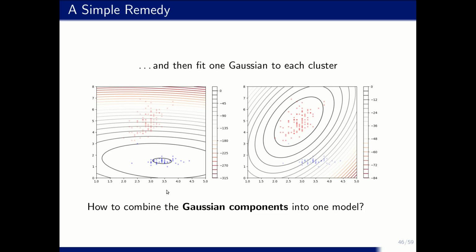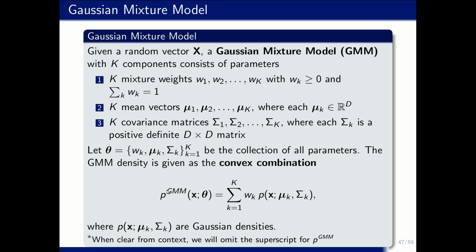The answer is that we consider a Gaussian mixture model. So what is that? If we have a random vector x, then a Gaussian mixture model consists of the following parameters or components. We have uppercase K components, which echoes k-means. In k-means we had k clusters, and here we have k components. Gaussian mixture models have high similarity to k-means clustering, as we will see later.